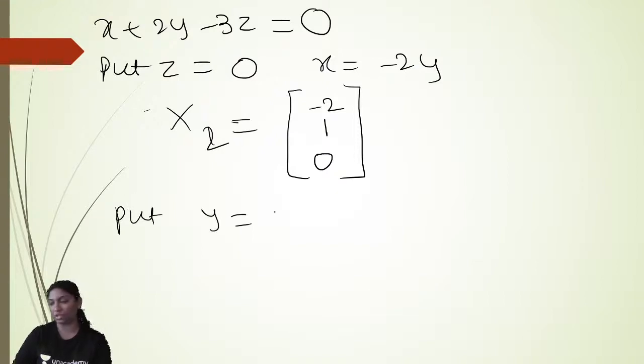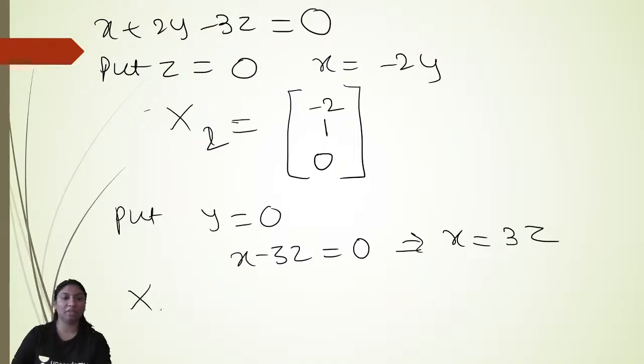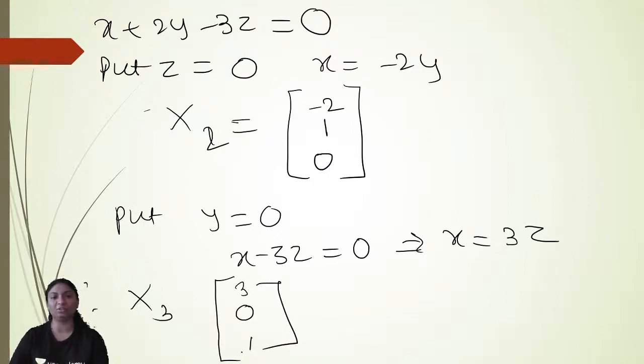Now put y is equal to 0. So we get x minus 3z is equal to 0, which implies x is equal to 3z. Therefore x3, for repeated eigenvalues, we put y is equal to 0 and z is equal to 1. Then x is equal to 3. So x3 is equal to 3 0 1, the eigenvector.